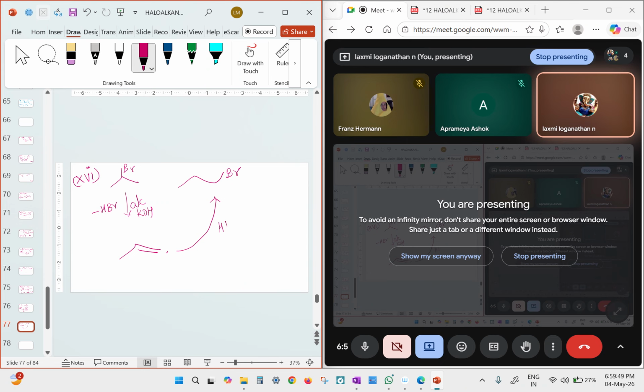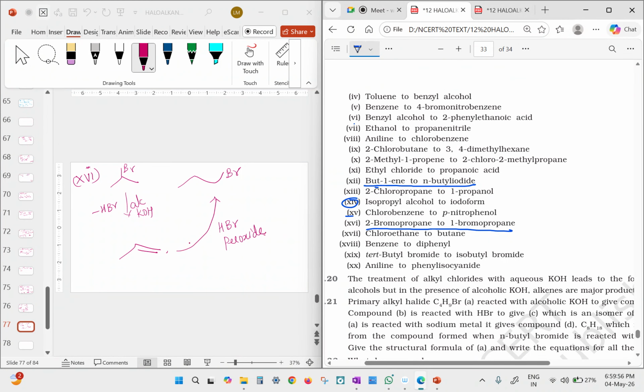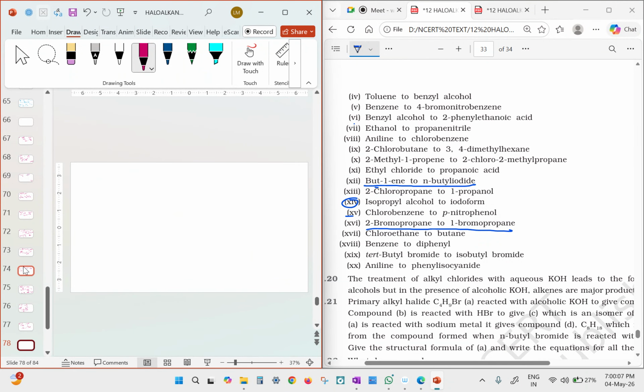And then you do HBr in the presence of peroxide. Is that fine? 2-bromopropane to 1-bromopropane. Easy? The 16th one. Now the 17th one: 2-chloroethane to butane. It is very, very simple. CH3CH2Cl, chloroethane, to butane. What do you have to do?